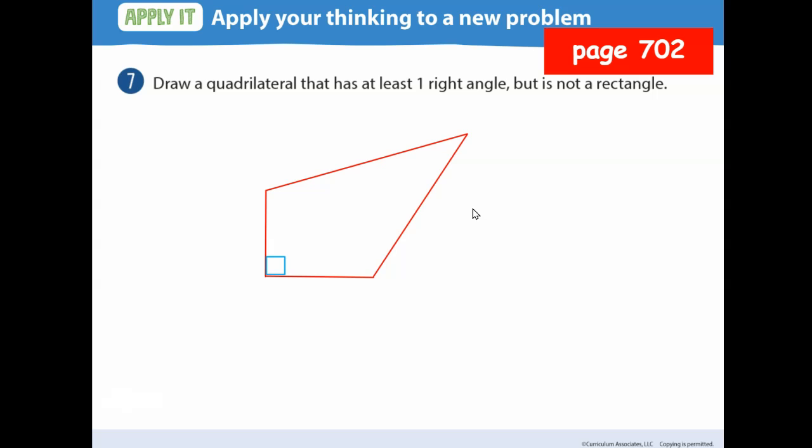Okay, yours doesn't have any right angles. Much better. Perfect, Grayson. It doesn't have any right angles. Yours doesn't have any right angles. It has to have at least one. There you go. Yeah, like that. Good. All right, put them up.